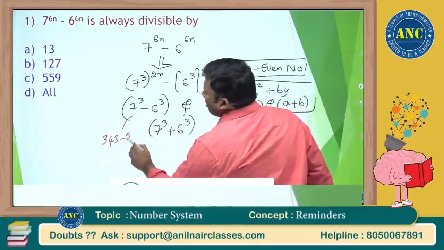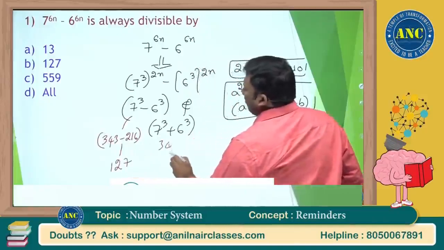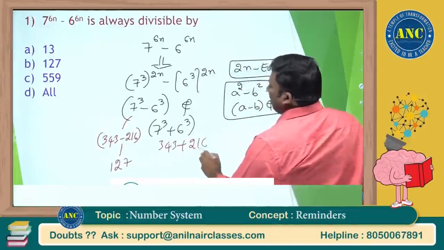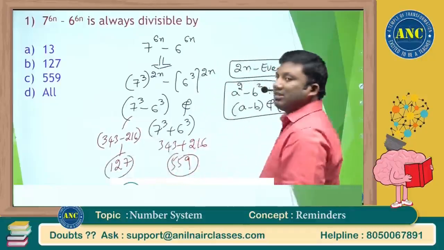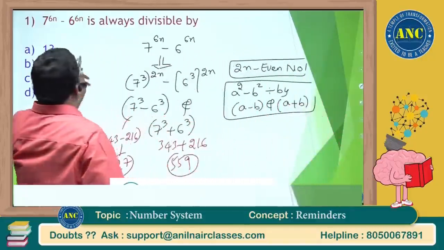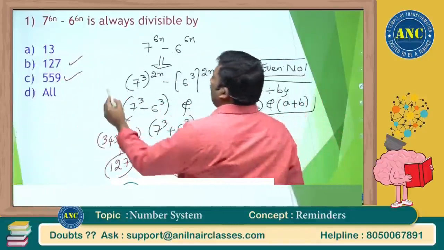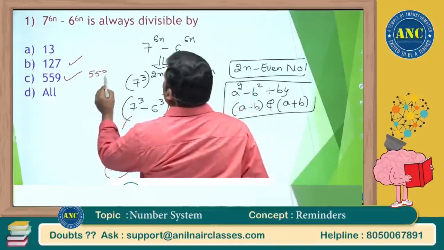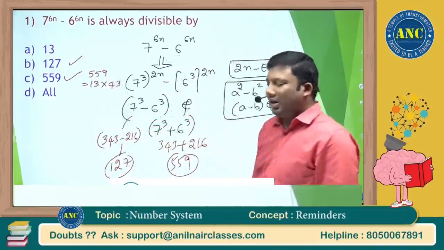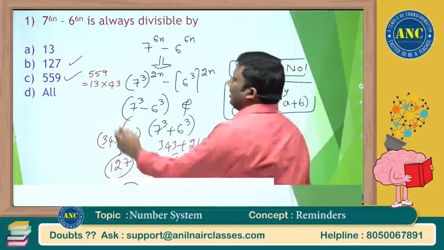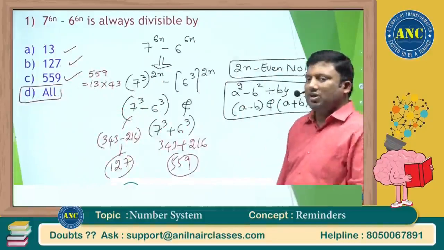343 minus 216, which is 127. 343 plus 216, which is nothing but 559. It is divisible by both 127 and 559. 559 is nothing but 13 into 43. Any number divisible by 559 is always divisible by 13. So these are also possible. Answer for this question is all.